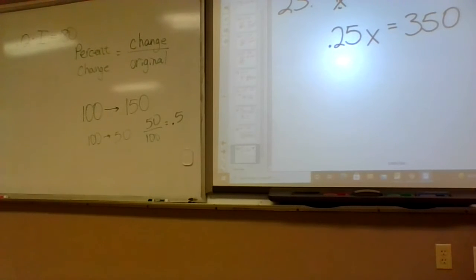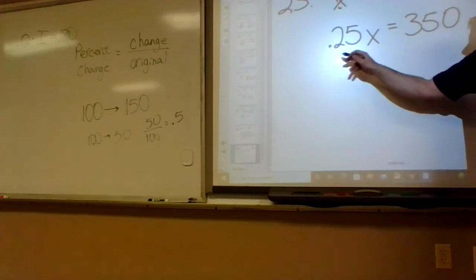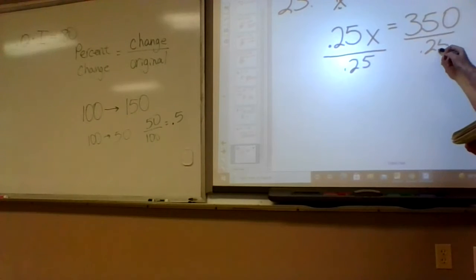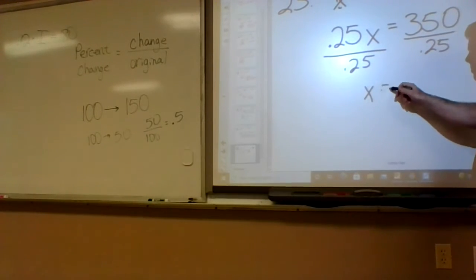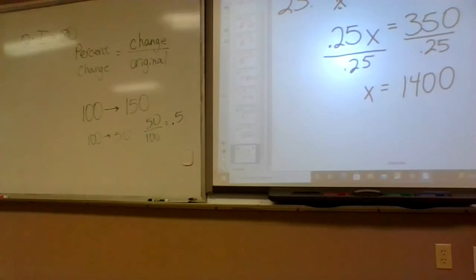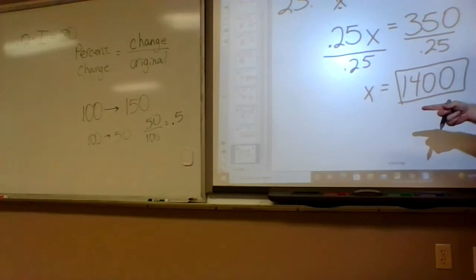And then a little bit of algebra skill here. What do we do for X? You divide by 0.25. I'll let our calculator do the heavy lifting. 1400. Why is this number bigger? Because we're supposed to drop the original amount by 75%, so the original amount is actually much bigger than the new amount. Okay, that was the hard part.